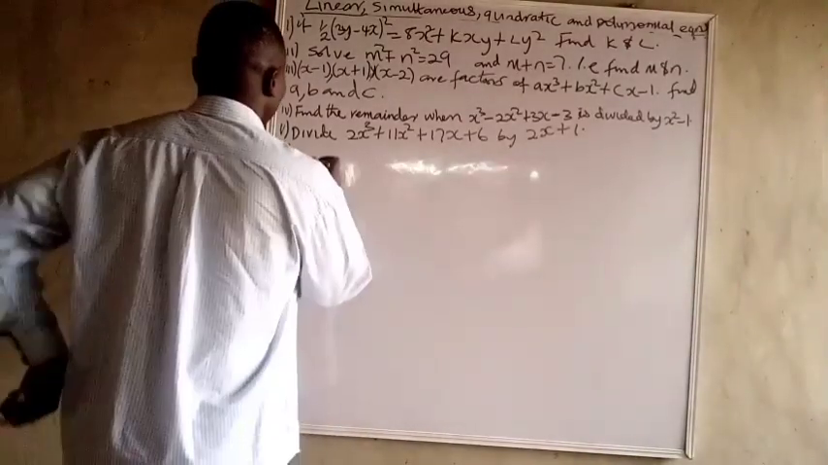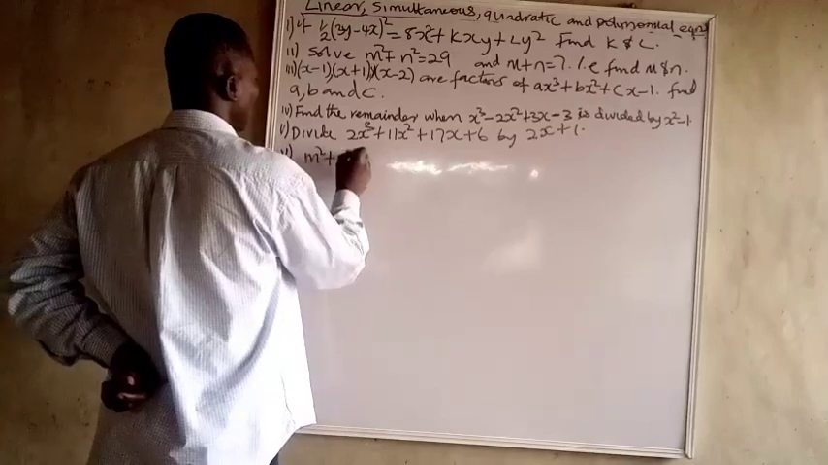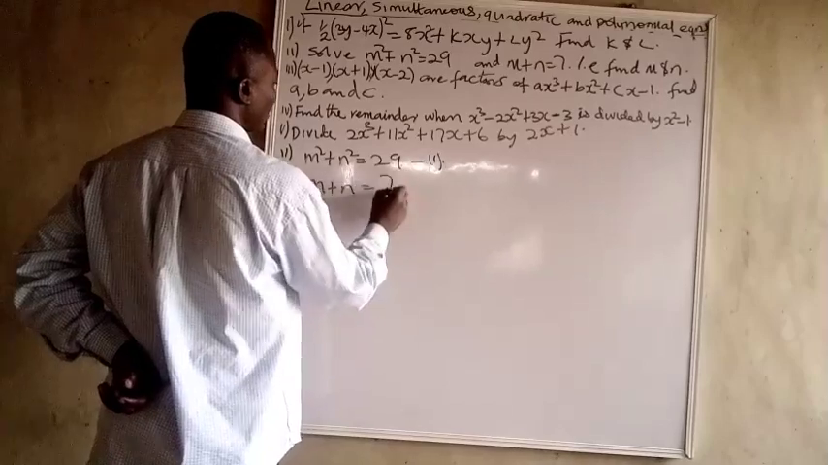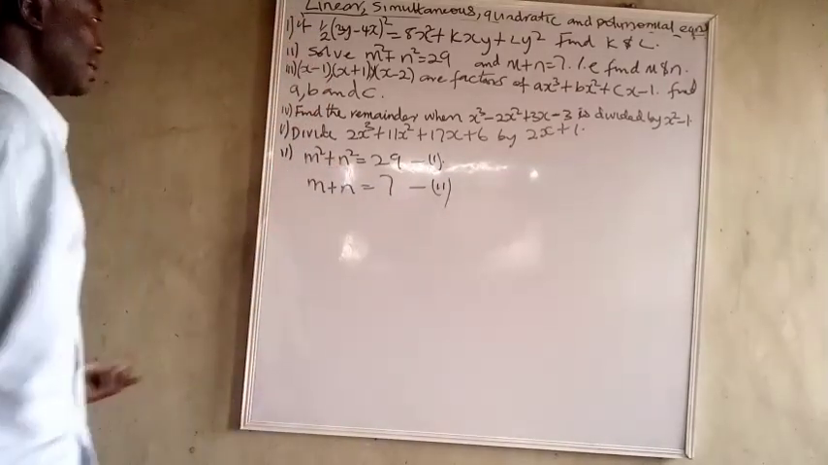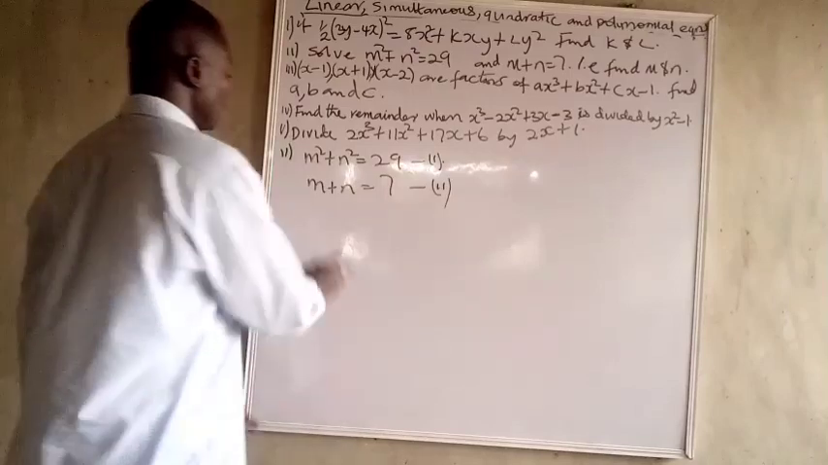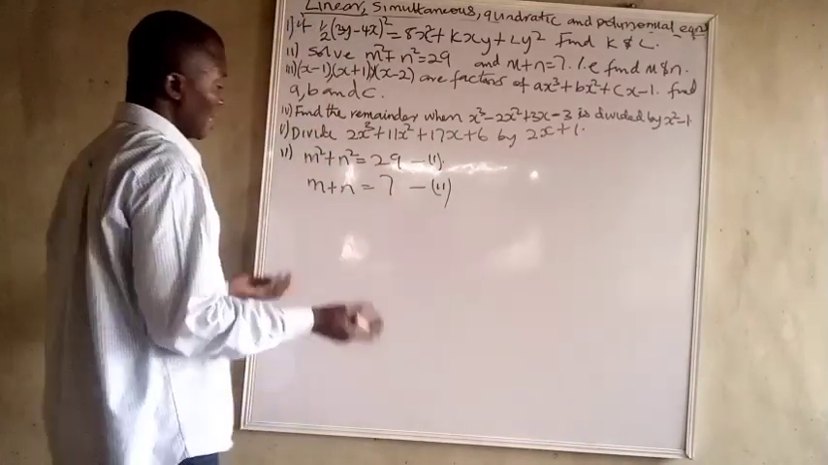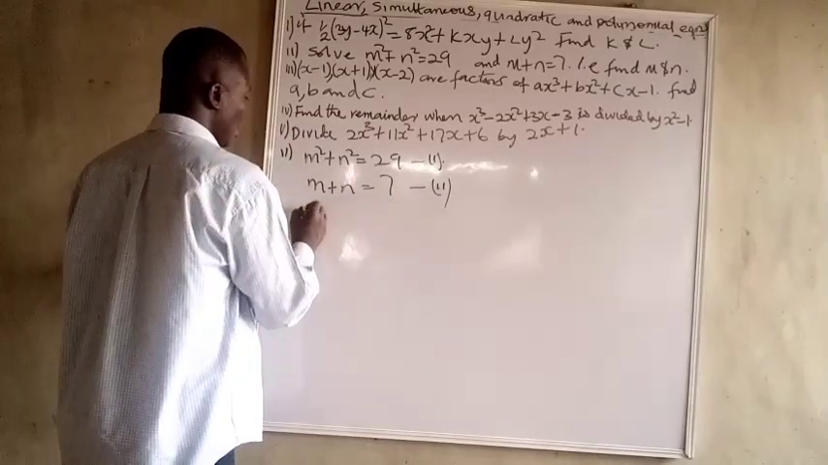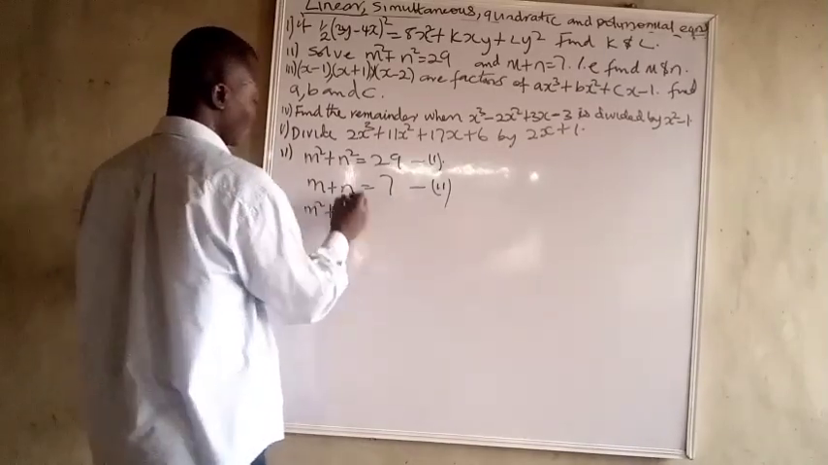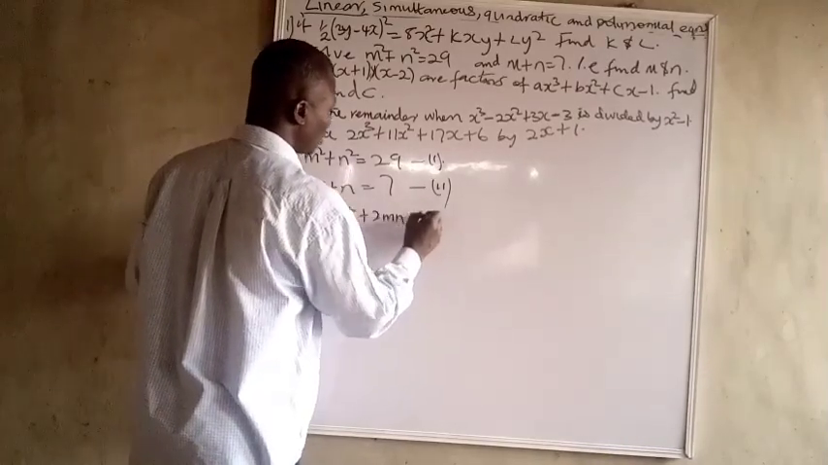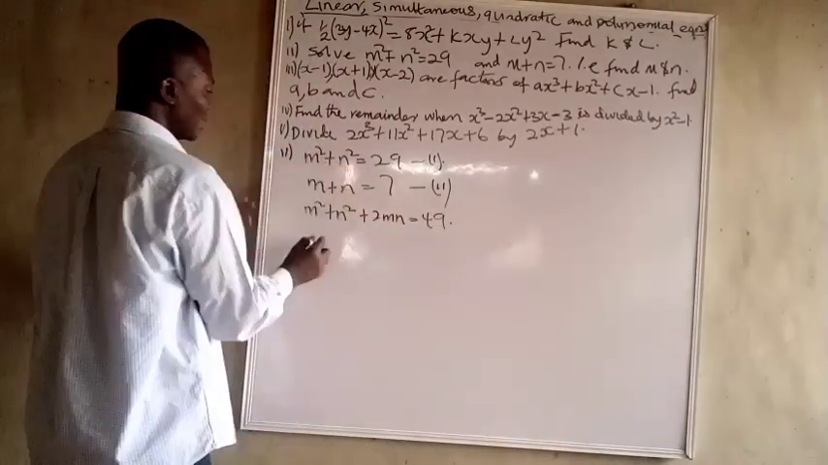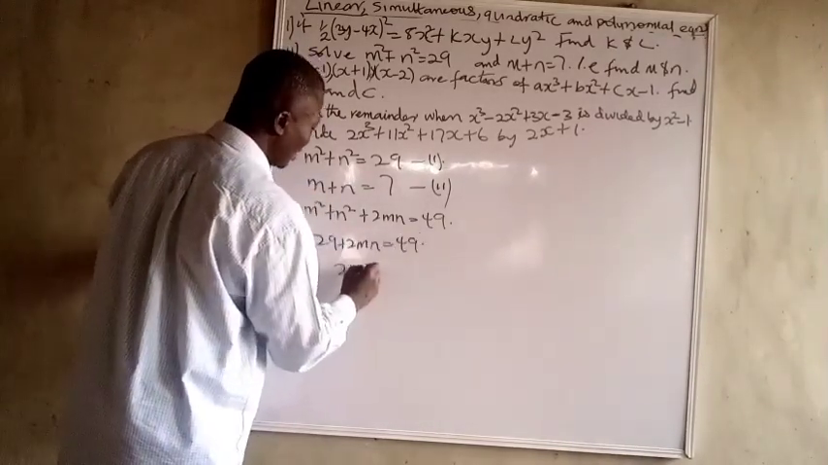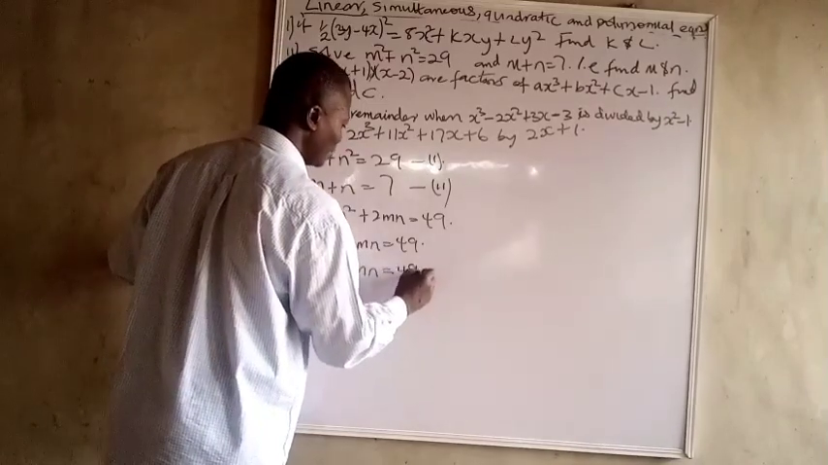Now we have this: m squared plus n squared equals 29. That's the first one. m plus n equals 7. So there are several ways you can look at it. You can make one the subject of the formula, put it here, and solve. For me, I can just say, let me square this one. What does it give me? It gives me m squared plus n squared plus 2mn equals 49. And you know this one is 29. Therefore, 29 plus 2mn equals 49. 2mn is equal to 49 minus 29, which is 20.